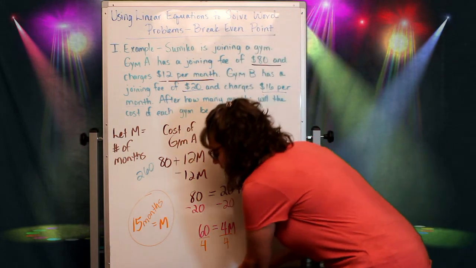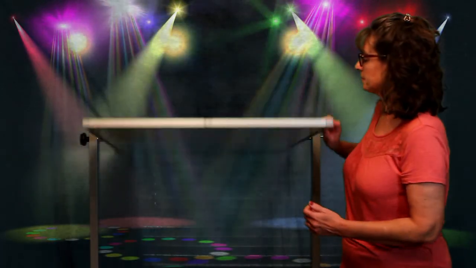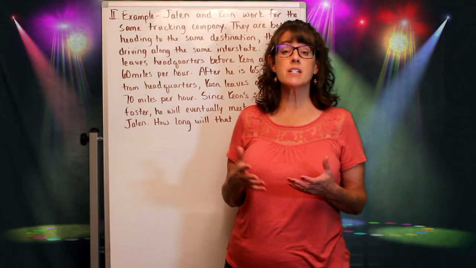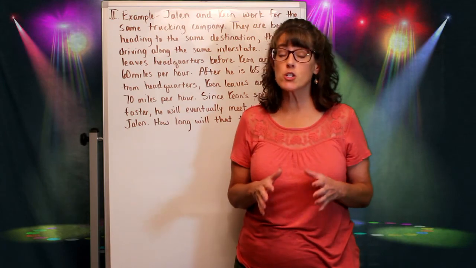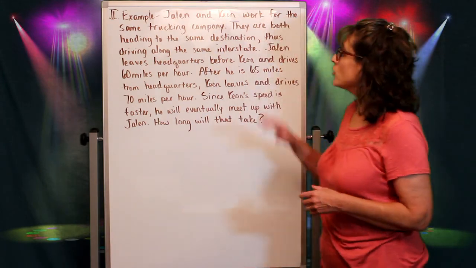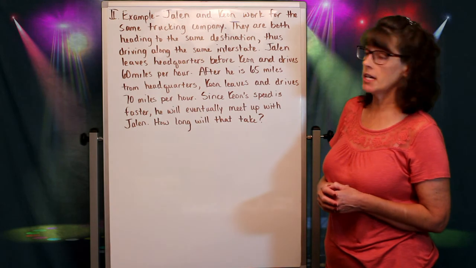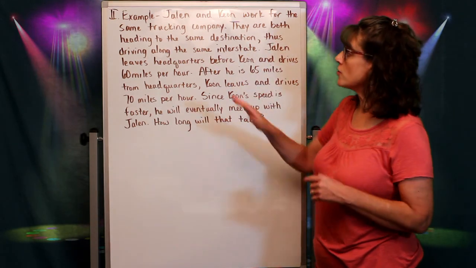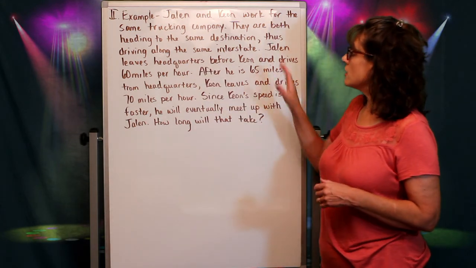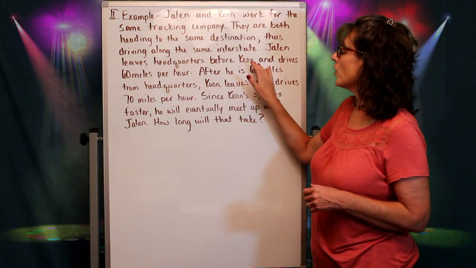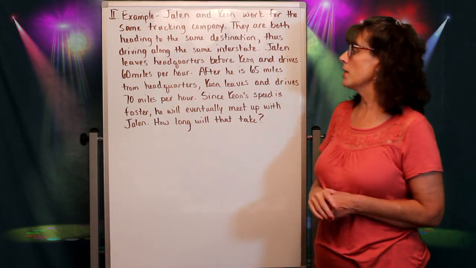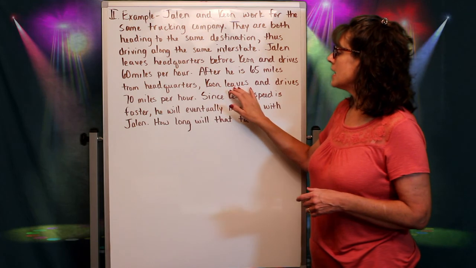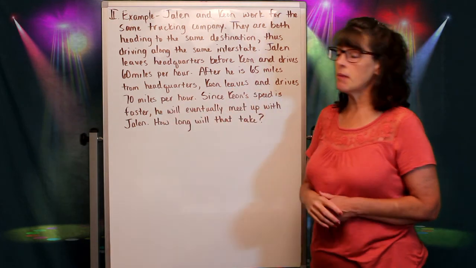All right, so let's take a look at another example here. Okay, so here's our second example. Let's read it in its entirety to get a feeling for what's happening, and then we're going to take it slowly, sentence by sentence. So Jalen and Keon work for the same trucking company. They are both heading to the same destination, and thus they're going to drive along the same interstate. Now Jalen leaves headquarters before Keon, and he drives 60 miles an hour. After he has driven 65 miles from those headquarters, Keon leaves and drives 70 miles an hour.